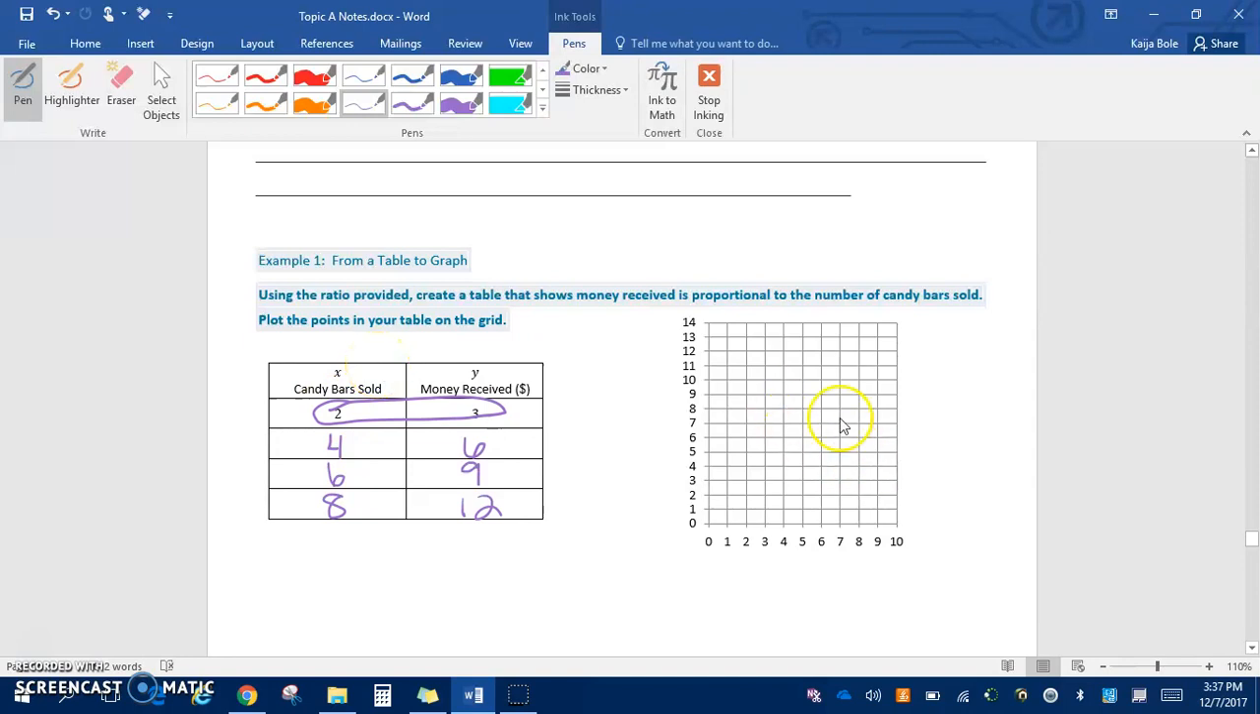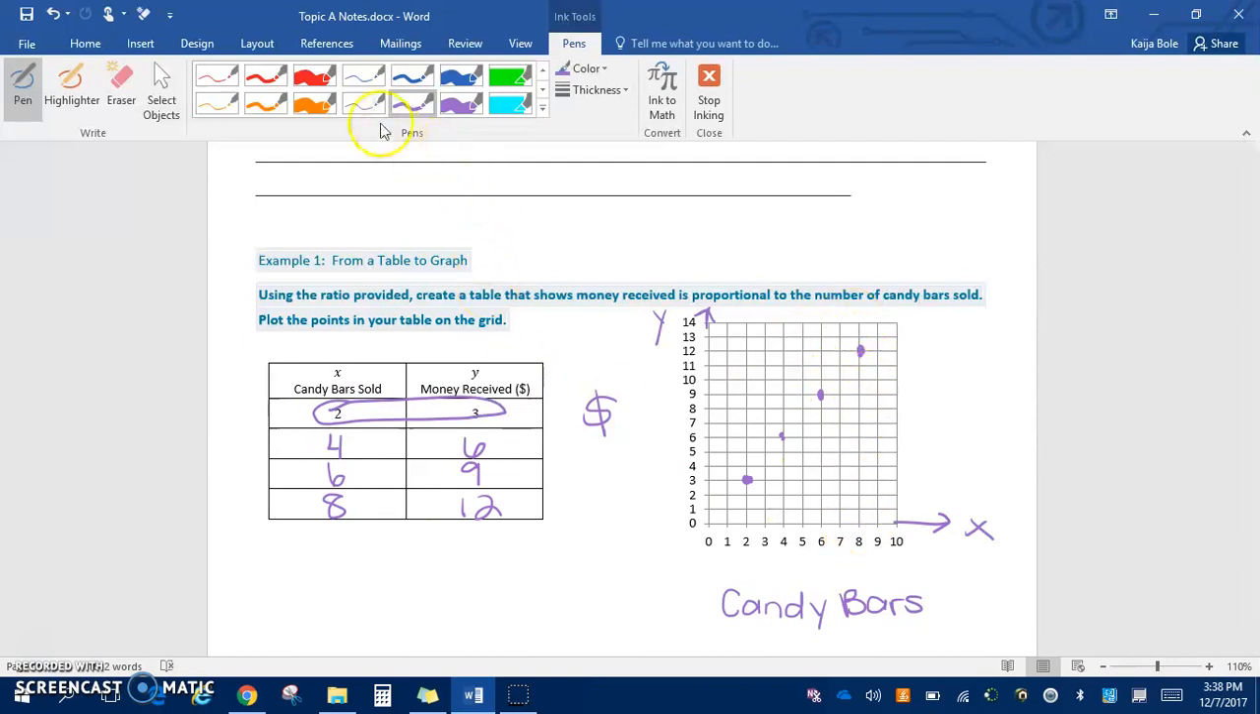So now it says that we need to plot the points. So X is candy bars, so of course we need to label. So X will be candy bars. Remember, the X is horizontal here. And then the Y is the vertical, and that's going to be money. So now we're going to plot the points. So our X value for candy bars is 2, so we go over to 2 and then up to 3. So 2, 3, there's our first point. And then we have 4 and up to 6 here. And then 6 and up to 9. And then our last one would be 8 and then up to 12.